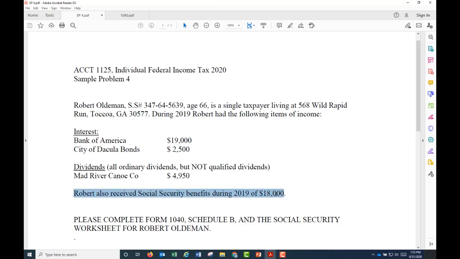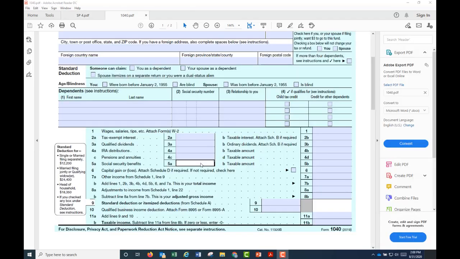And another one: Robert also received Social Security benefits during 2019 of $18,000. We know that income is taxable from whatever sources derived unless specifically excluded. In this case, it is taxable. But the question is, how much of it is taxable? On Form 1040, line 5A is Social Security benefits, and that's $18,000 as given in the problem. Line 5B is the taxable amount, the portion of the Social Security benefits of $18,000. How much of that is taxable? That's what we need to figure out and report on line 5B.